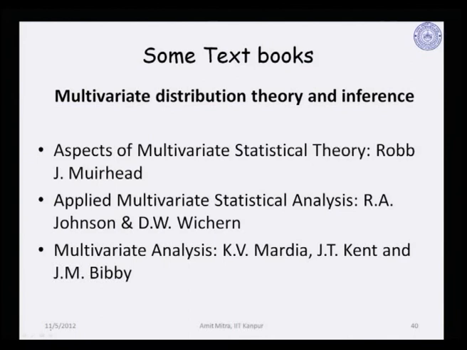As I said, the first section is going to be looking at theoretical material, multivariate distribution theory and associated inference. Three important and very good books which serve as textbooks in most of the good universities and institutes across the world are Aspects of Multivariate Statistical Theory by Muirhead, which is a very nice book, Applied Multivariate Statistical Analysis by Johnson and Wichern, and Multivariate Analysis by Mardia et al. These are mainly theoretical books.